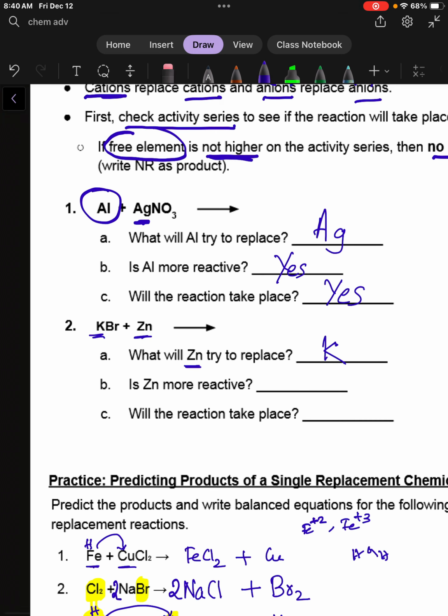So zinc is less reactive. There won't be any reaction because the reactive element is already in a compound form. Okay, let's now practice this.